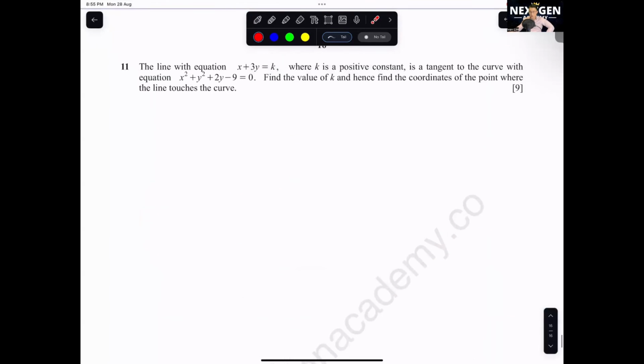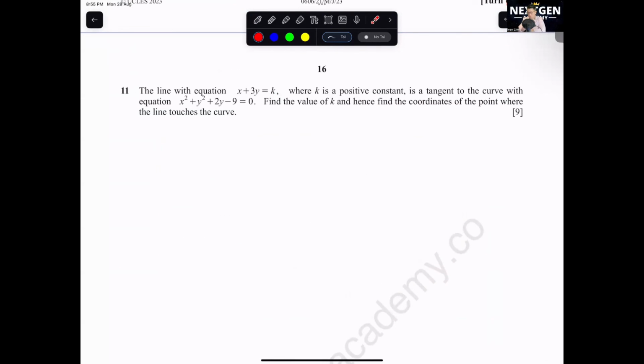The line with equation x plus 3y equals k, where k is a positive constant, is a tangent. Keyword here: tangent to the curve with this other equation. Find the value of k and hence find the coordinates of the point where the line touches the curve. Fun, but if you go wrong somewhere, because it's just one or two sentences, then 9 marks.